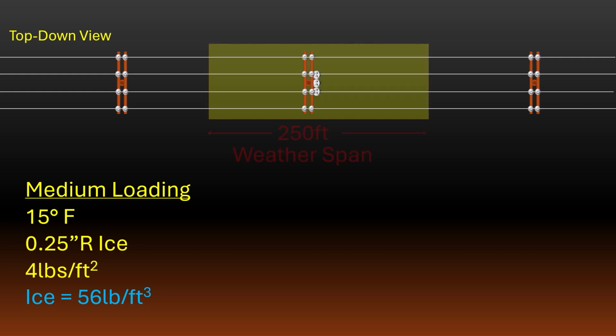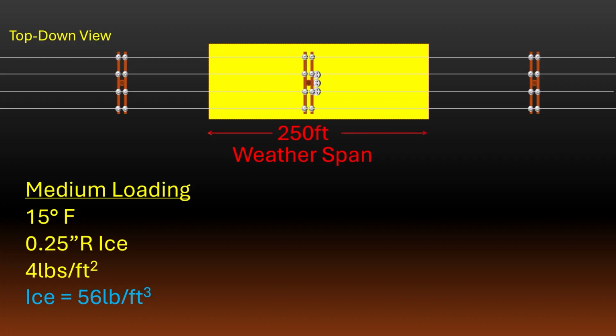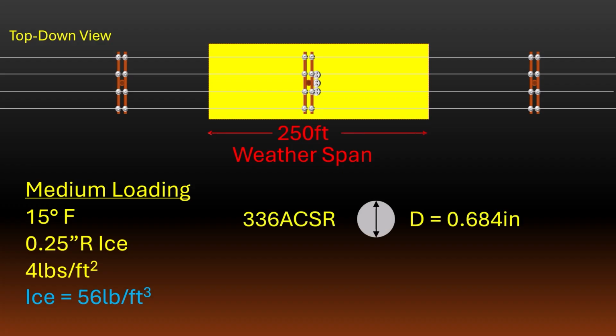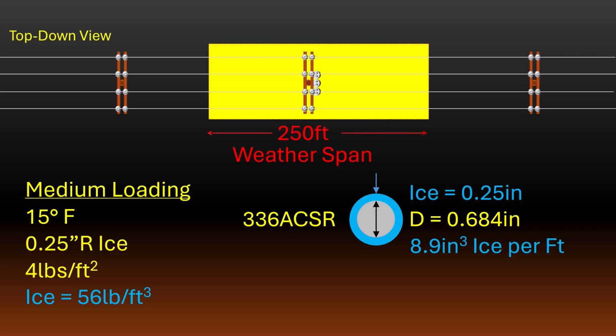First, we'll look at the additional weight on the pole due to the ice on the conductors. We still have our same 250-foot weather span and the 4 336 ACSR conductors. We need to add the 1/4 inch of radial ice. It's not too difficult to determine that for every 1 foot of conductor, we have about 8.9 cubic inches of ice per foot of conductor. If we apply this to the 250-foot weather span and include all 4 conductors, we end up with about 5.1 cubic feet of ice.